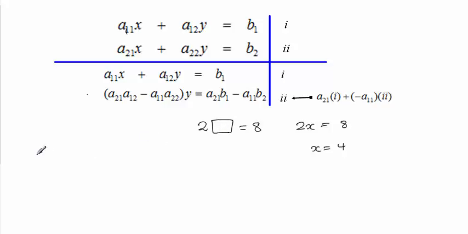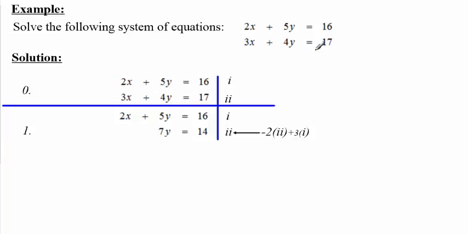But let's look at a particular example of this nature. Let's say we're given 2x plus 5y equals 16, 3x plus 4y equals 17. We've got our equations there, and we number them equation 1, equation 2. Now we want to obtain a new equation after eliminating x, which we can do by multiplying equation 2 by minus 2 and multiplying equation 1 by 3.